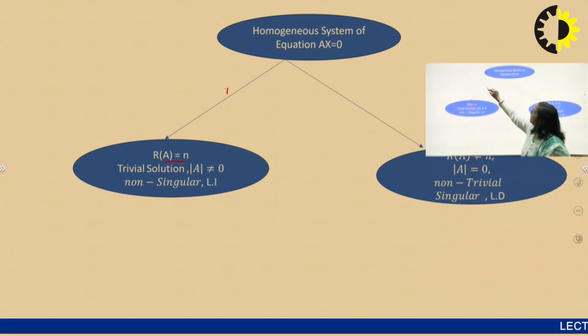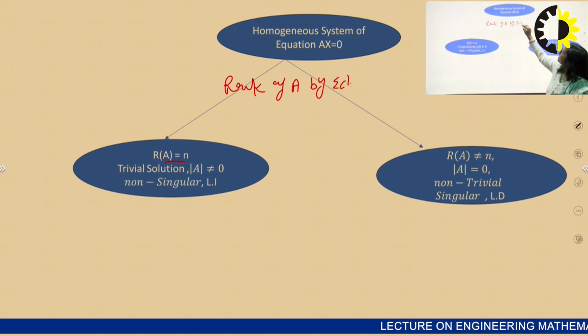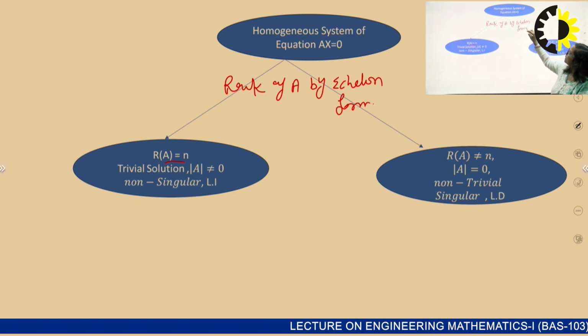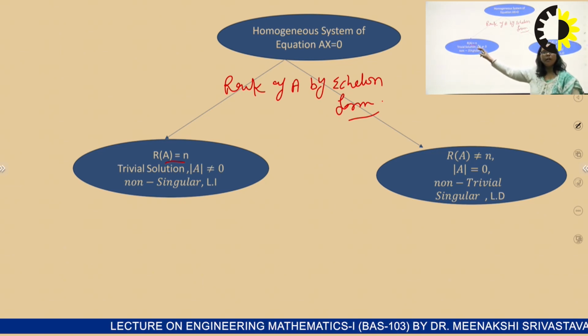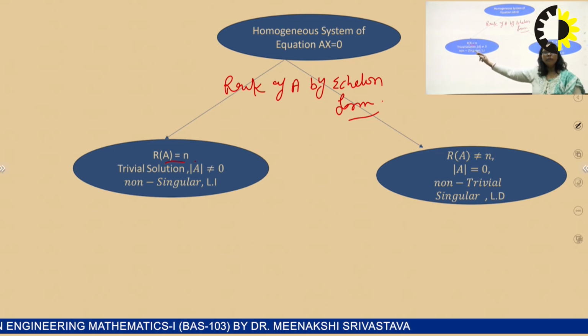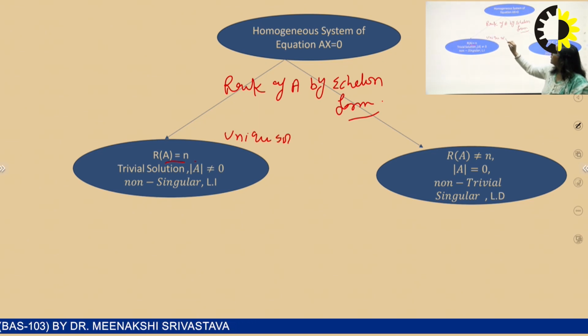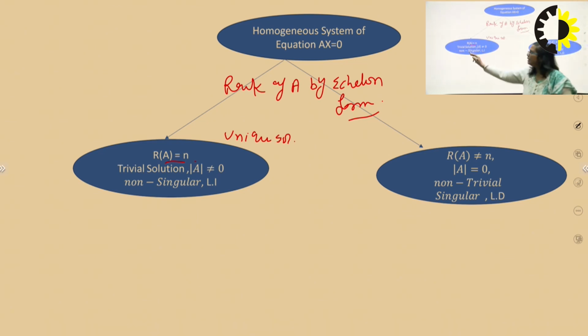We find out again the rank of the coefficient matrix A by the Echelon-Form method. After that, we compare the rank of the matrix A with the number of unknowns. The condition is same as above. Means if the rank is same as the number of unknowns, we call it the trivial solution, or I can say the unique solution. And please remember that in case of homogeneous, if you are getting the unique solution, it means that all the unknowns will take the value 0. This is the unique solution in case of homogeneous equations.